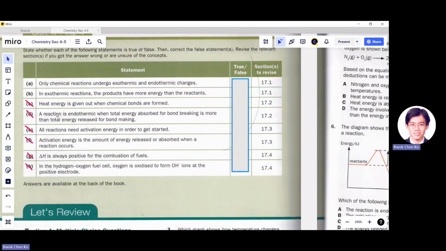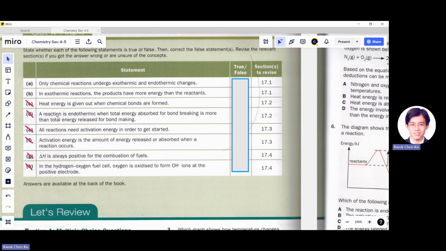You want to try yourself? It's true, right? Bond breaking means endo, right? Endo means positive, right? Then bond making is exo, meaning negative, right? But the first part says that a reaction is endothermic. It means that overall is positive, right? So that means the positive part is greater than the negative part.